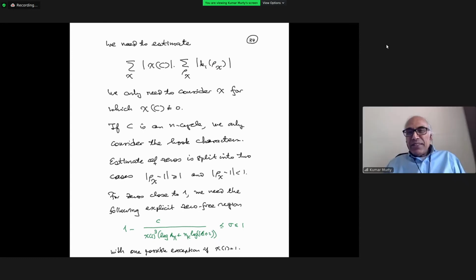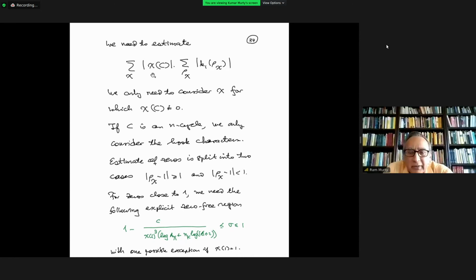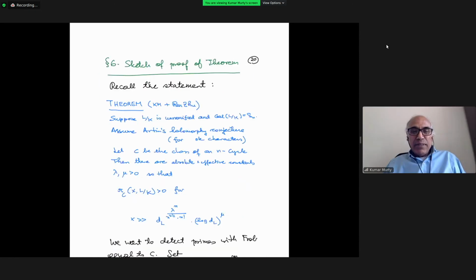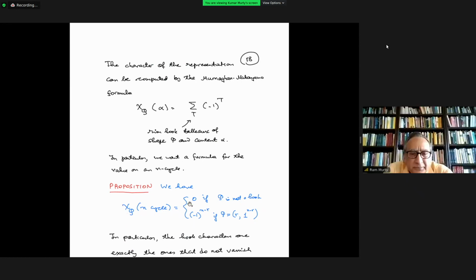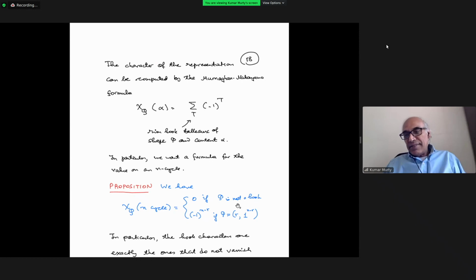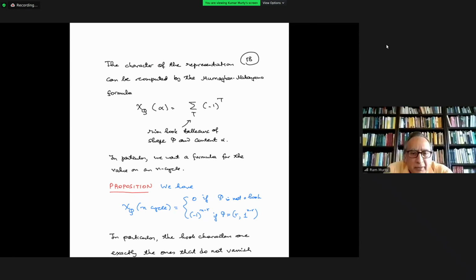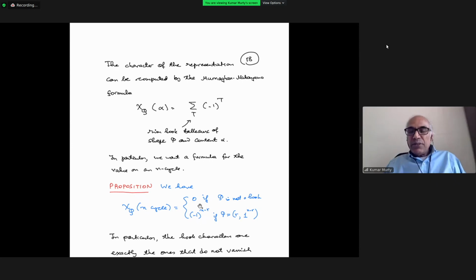But the problem is here you get much better because if you see, the only characters you need to worry about are the hook characters. Yeah, why is that? Because this formula, this one, tells you that if I have any partition, the corresponding character on an n-cycle is 0 unless you have a hook character. I see. That's the punchline. Okay, I missed that. And on top of that, on hook characters, it's only plus or minus 1. Yeah. Okay. And there are only n hook characters.